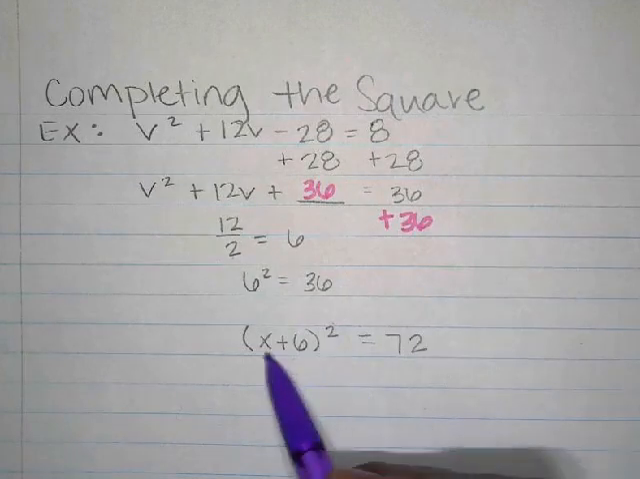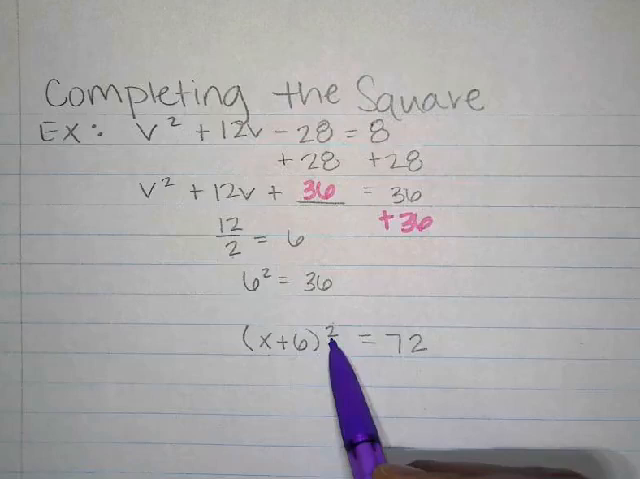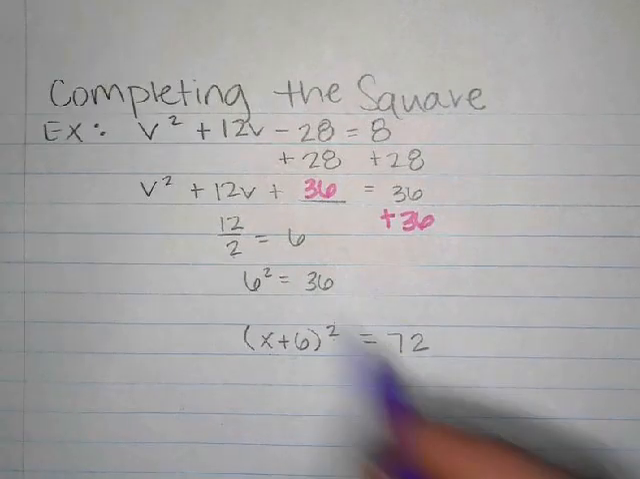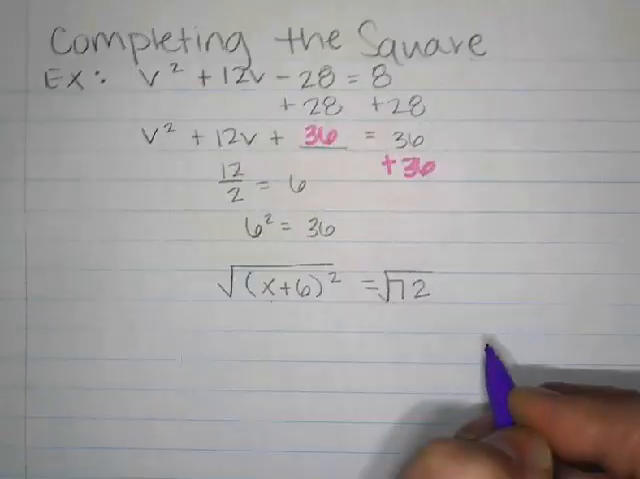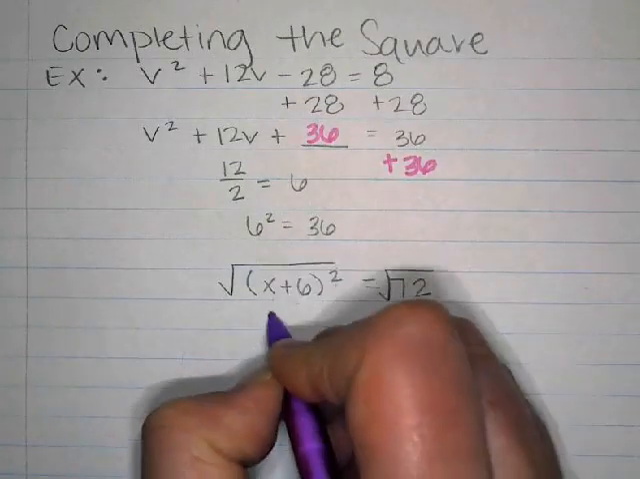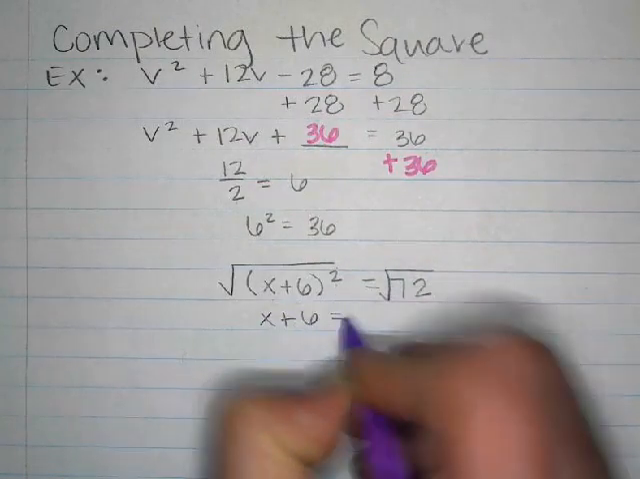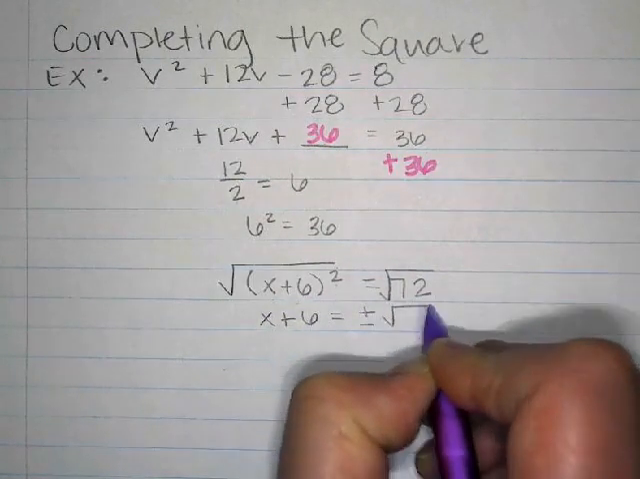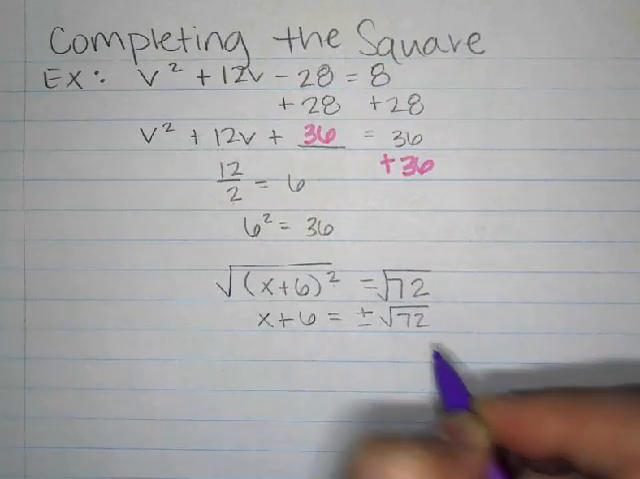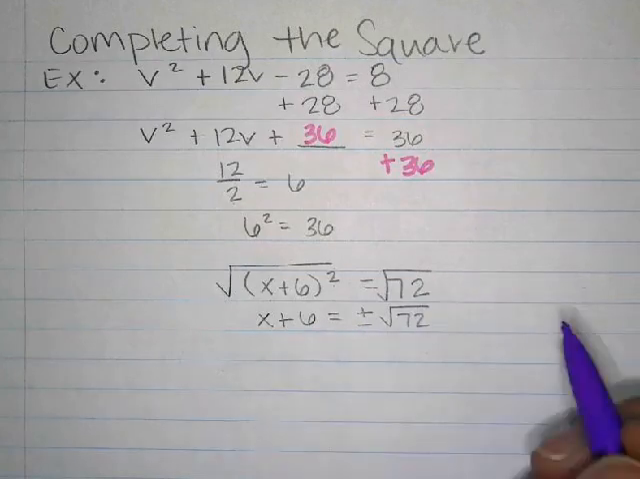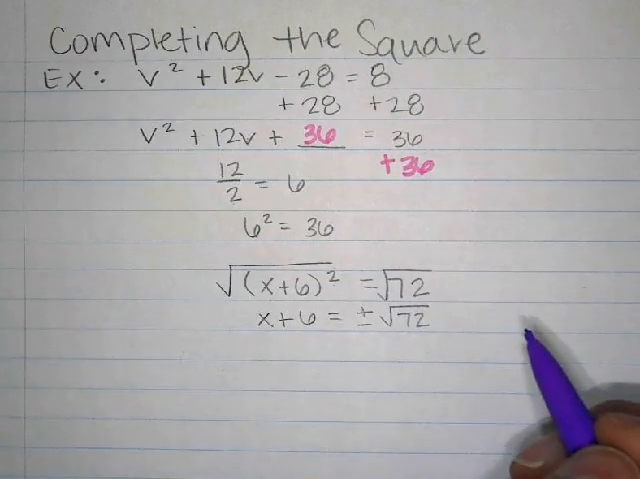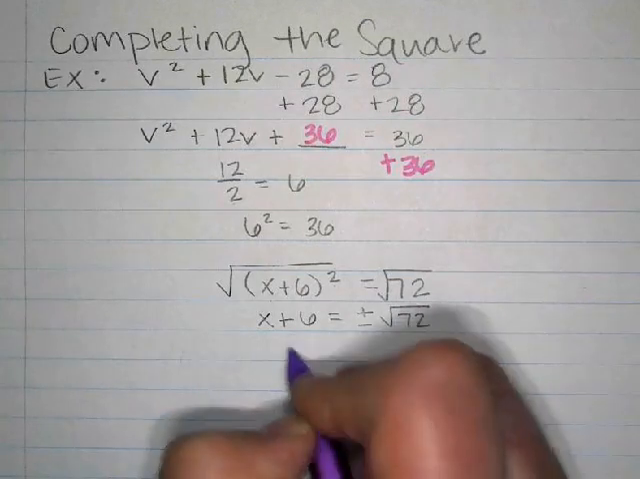So if I want to solve it and get x alone, how do I get rid of my exponent of 2? I'm going to square root both sides. And when I square root something, how many answers do I get? 2. So I'm going to say x plus 6 equals positive and negative square root 72. Is 72 a perfect square? No. Okay, so I'm just going to leave it like that for a second. And then what should I do to get the x alone? Subtract the 6.